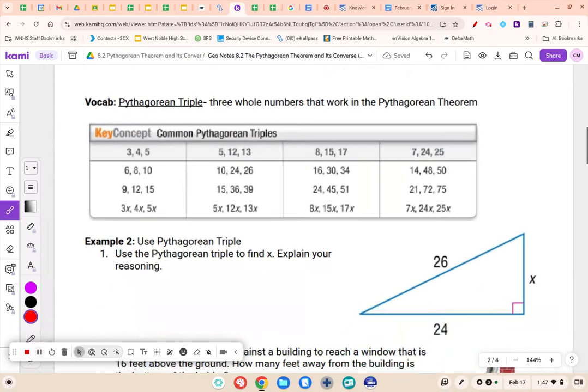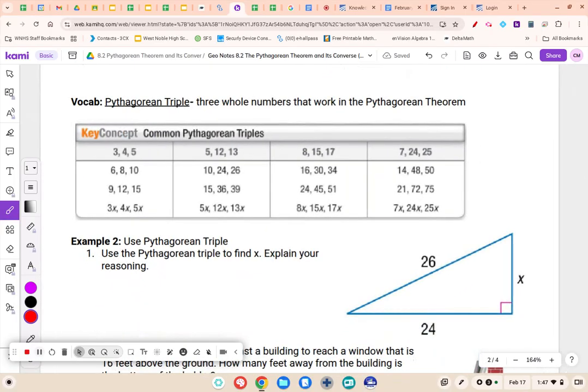On the next page, we are going to learn about Pythagorean triples. These are 3 whole numbers that work in the Pythagorean theorem. Now, this is not something that you necessarily have to memorize, but if you notice these numbers, you can know your answer without doing any math.